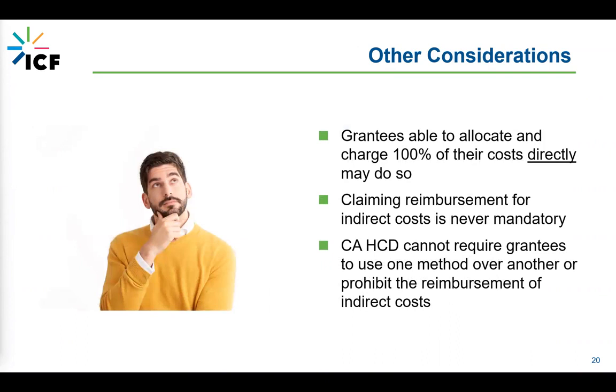So before we conclude our discussion on indirect costs, remember, grantees that are able to allocate and charge 100% of their costs directly may do so. So you're not required to charge indirect costs. Further, HCD cannot require grantees to use one method over another or prohibit the reimbursement of indirect costs. So once you work that out with HCD and your method is selected, then you'll be able to do so moving forward.